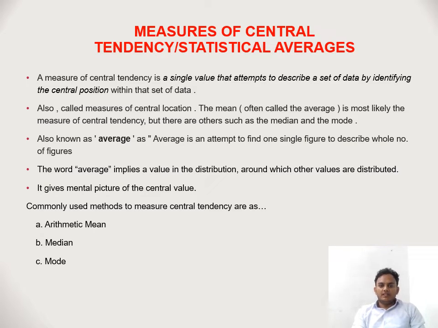The mean, often called average, is most likely the measure of central tendency, but there are others such as median and mode, also known as average. An average is an attempt to find one single figure to describe the whole number of figures. The word average implies a value in the distribution around which other values are distributed. It gives a mental picture of the central value. So commonly used methods to measure the central tendency are arithmetic mean, median, and mode.